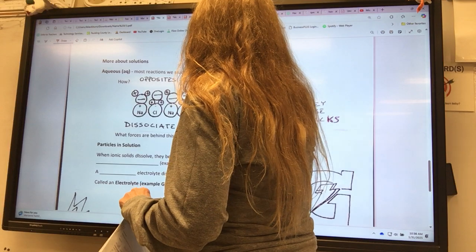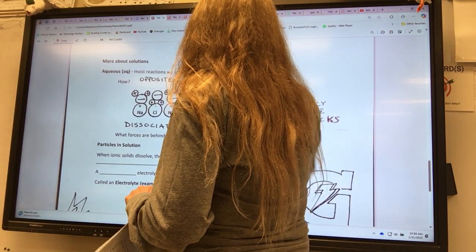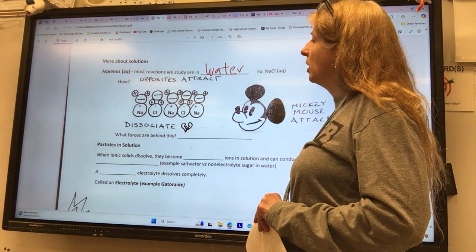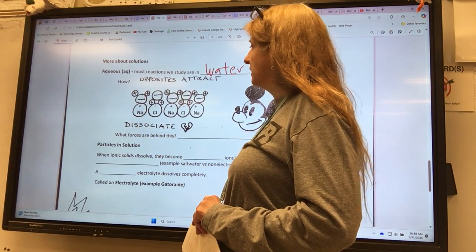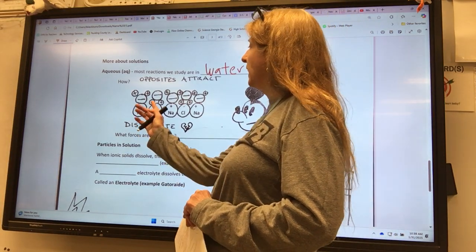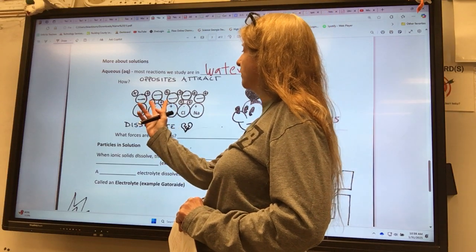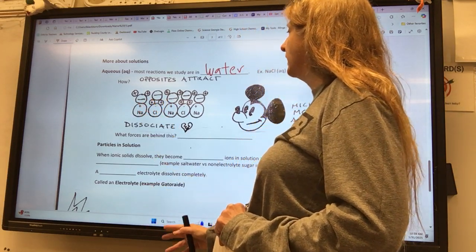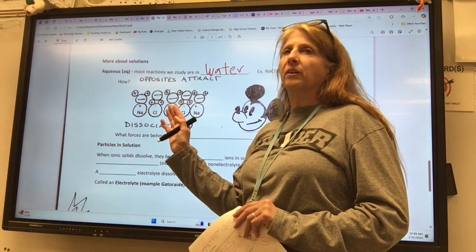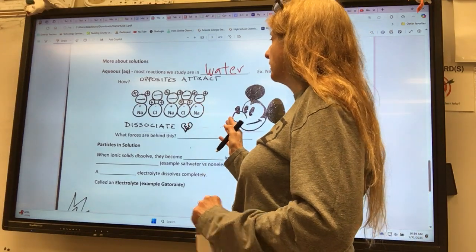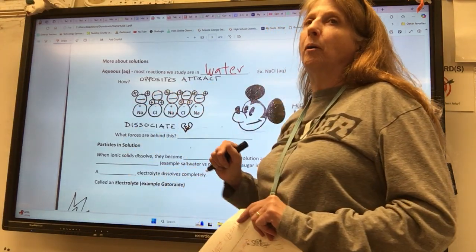Water. Sounds like the Spanish word for water a little bit. So how it works is these ions have charges, and so the negative part of water lines up with the sodium, the positive hydrogens line up with the chlorine. They're moving because of the kinetic molecular theory. They're moving, and they rip it apart.